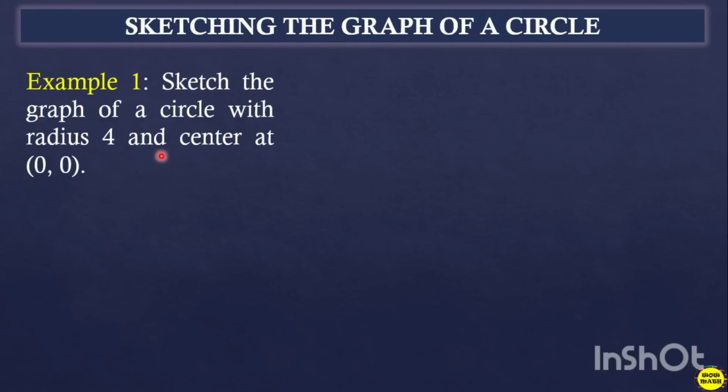Sketching the graph of a circle. So let's try example number 1. Given, sketch the graph of a circle with a radius of 4 and a center at 0, 0. Ibig sabihin, yung center ng circle natin ay nasa origin and the radius is 4.